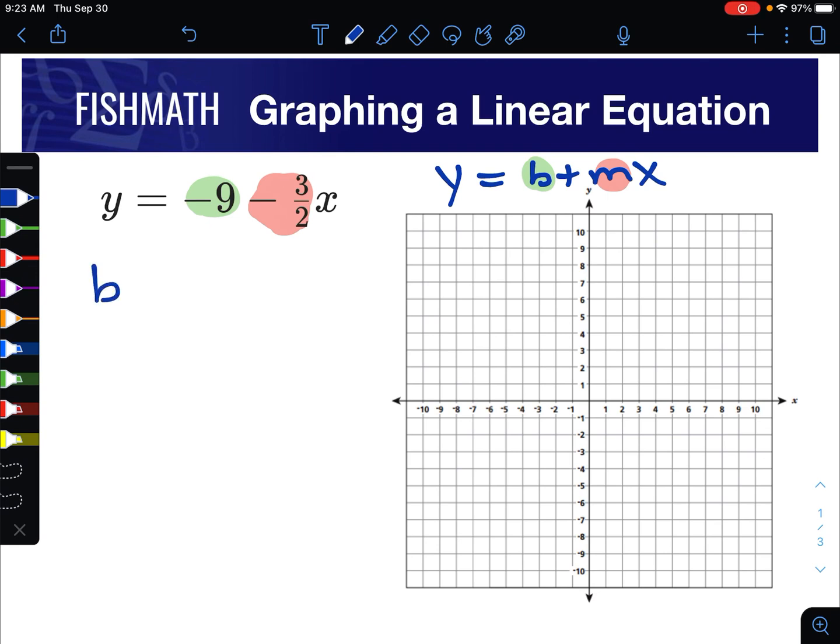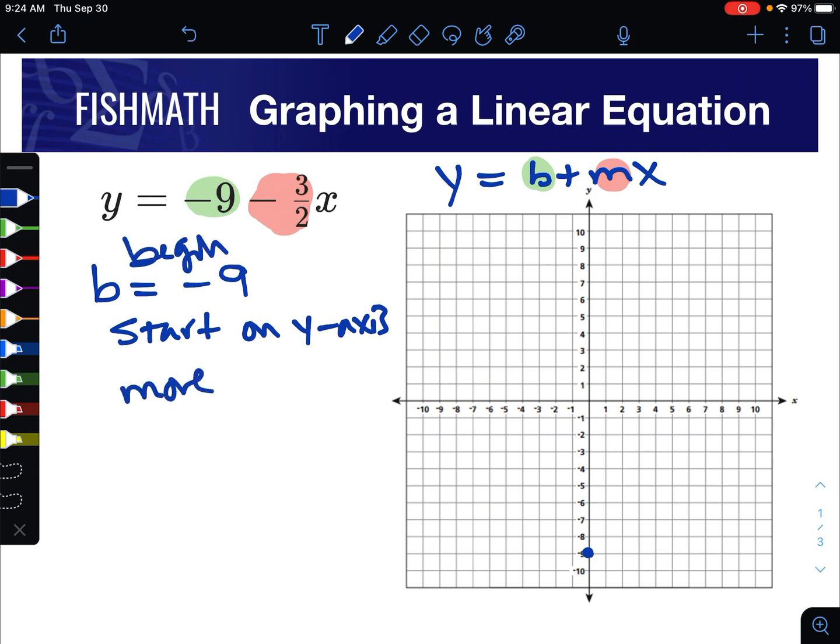So we're going to start at the b value. This tells us where to begin. So we're going to start on the y-axis at -9. That'll be our first point. So -9 is right down here. And then we're going to move, so this is our beginning. And then we're going to move using our slope.